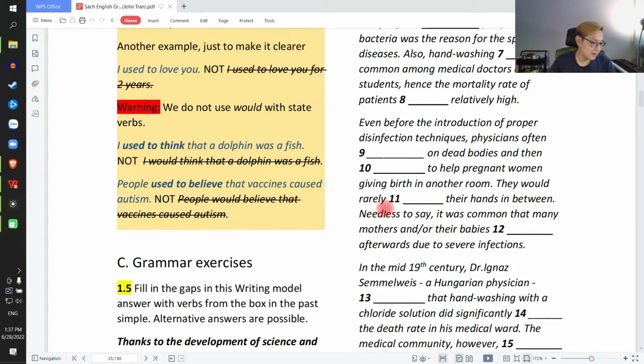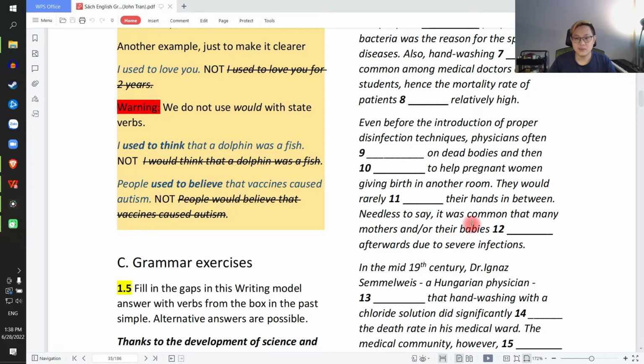They would rarely wash their hands. So would here is will in past tense. So would plus verb bare infinitive, you know. Cái chỗ này cái would nó đã là quá khứ của will rồi, cho nên chỗ này sẽ là động từ nguyên mẫu thôi. They would rarely wash their hands in between. Lúc đó họ hiếm khi nào mà rửa tay của họ ở giữa hai cái điều đó lắm. Tức là giữa trước khi mà đỡ đẻ, xong rồi sau khi mà mổ xác chết, hiếm khi nào mà rửa tay ở giữa hai chuyện đó lắm.